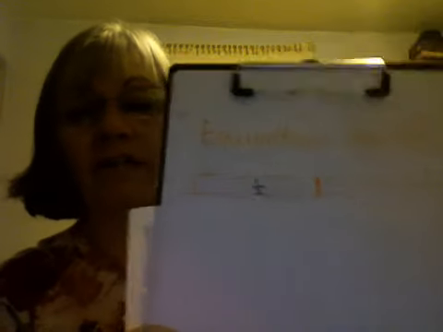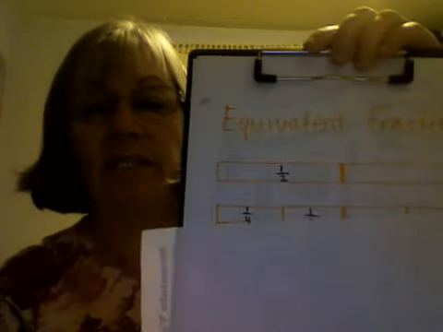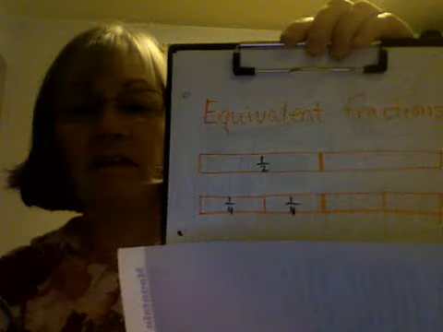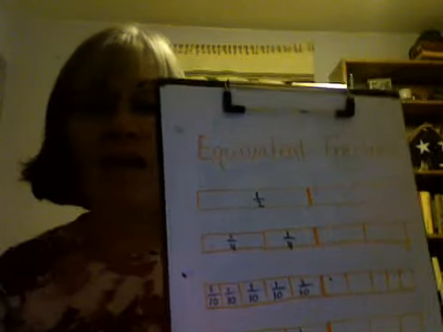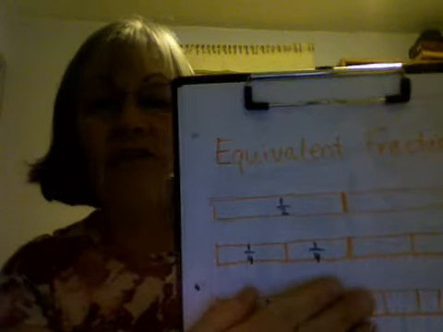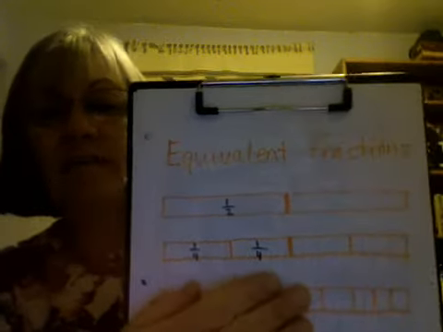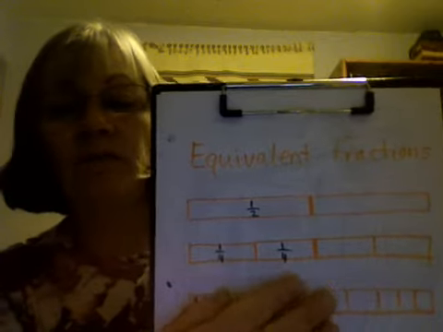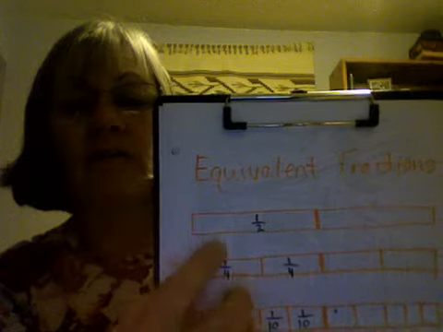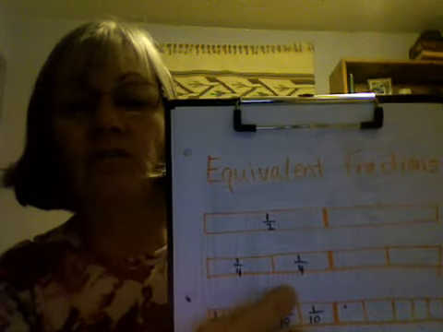Now if I show you the next bar, you'll see that we still have the bar cut into halves, but each half is also cut into smaller pieces, and those are each 1/4 of the whole. And if you only look at the top two bars, you'll see that 1/2 in the very first one is exactly the same size as two pieces that are each 1/4. So 1/2 is equivalent to 2/4.